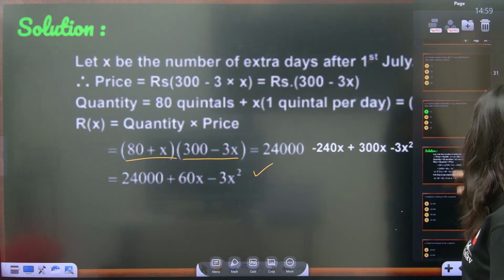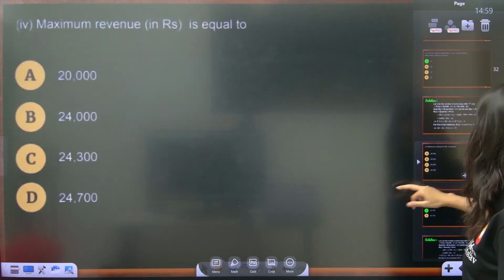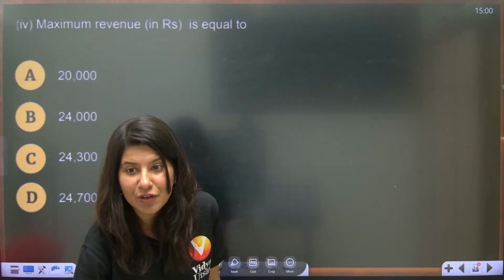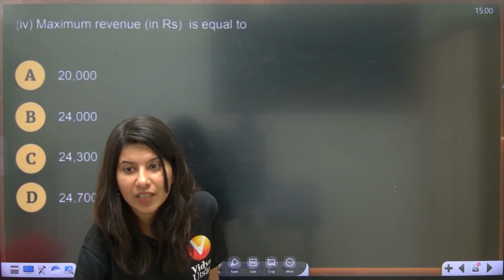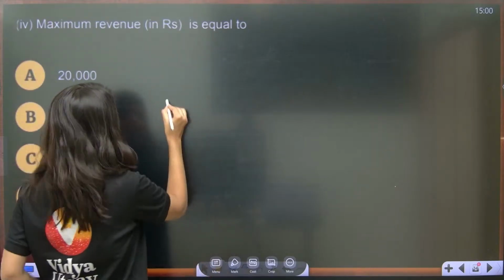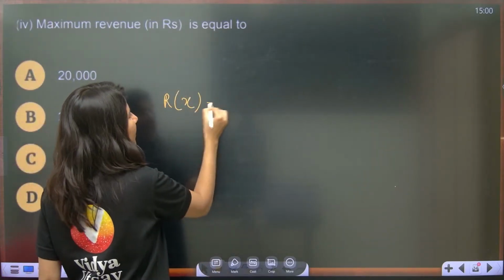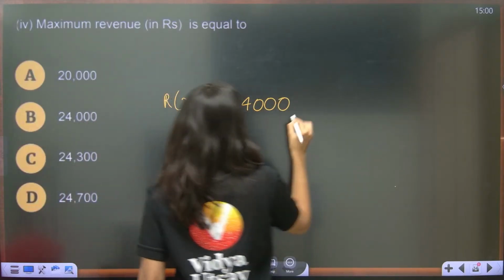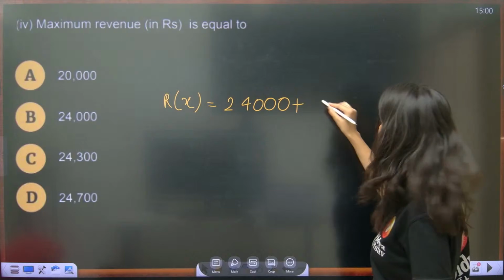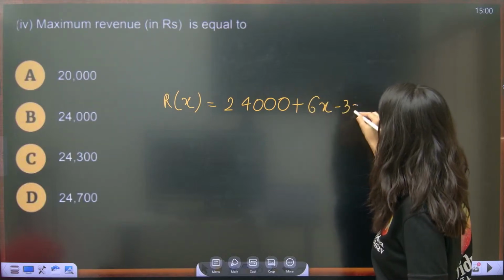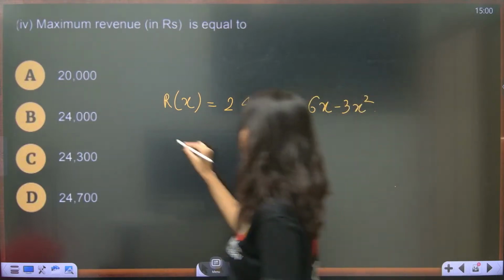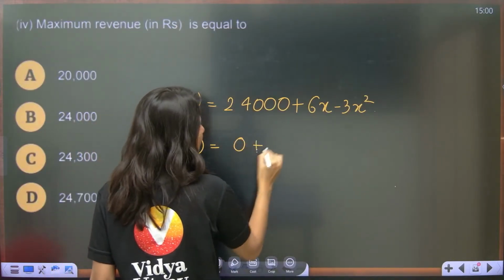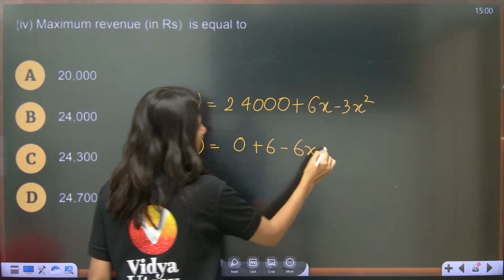Let's talk about maximum revenue. Again, application of derivatives, maximum value. First of all, tell me, what is the revenue? We calculated the revenue, that is 24,000 plus 60x minus 3x square. So R dash x is equal to 0 plus 60 minus 6x.